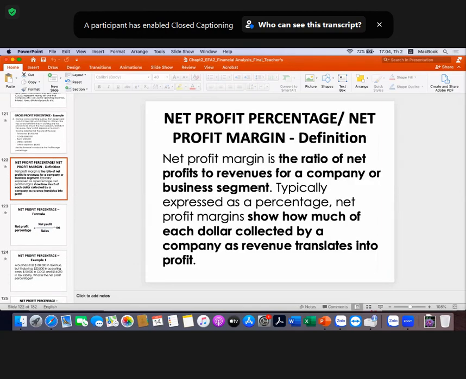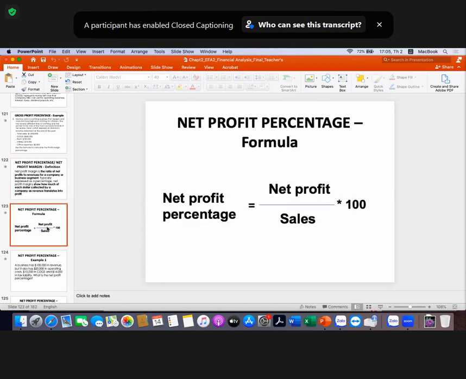Next is the net profit margin, which is the ratio of net profits to revenue for the company's business segment. It shows how much of each dollar collected by companies as revenue translated into profits. It is calculated by taking the net profits divided by sales, multiplied by 100.